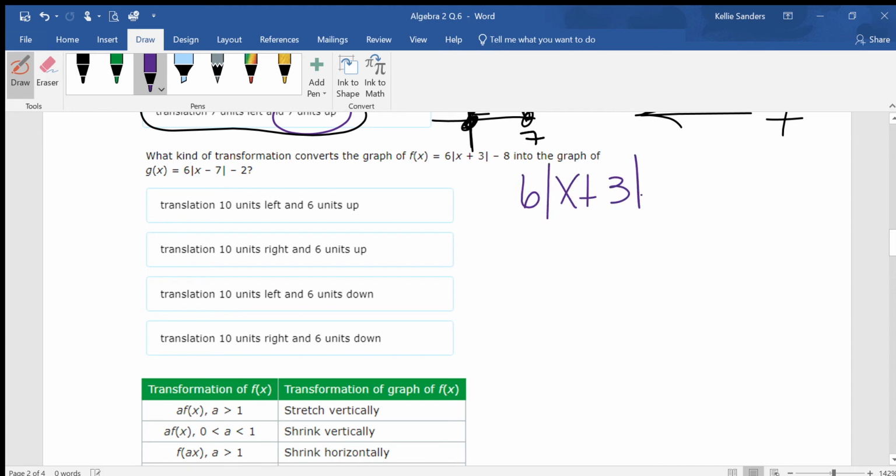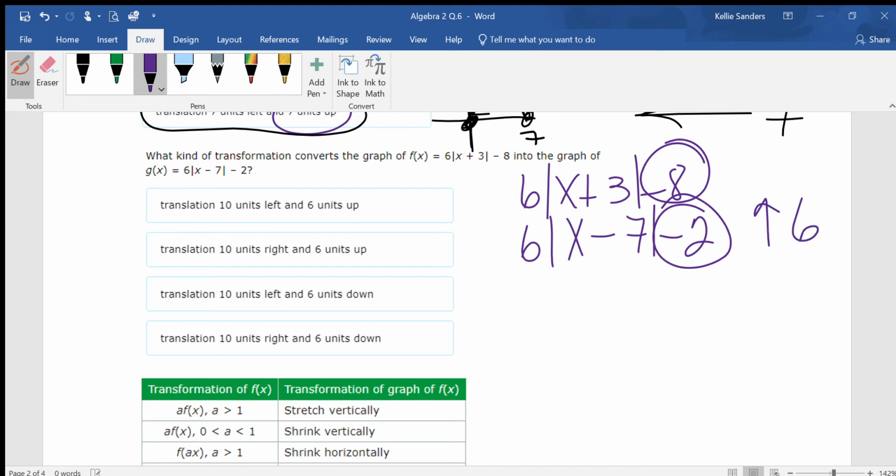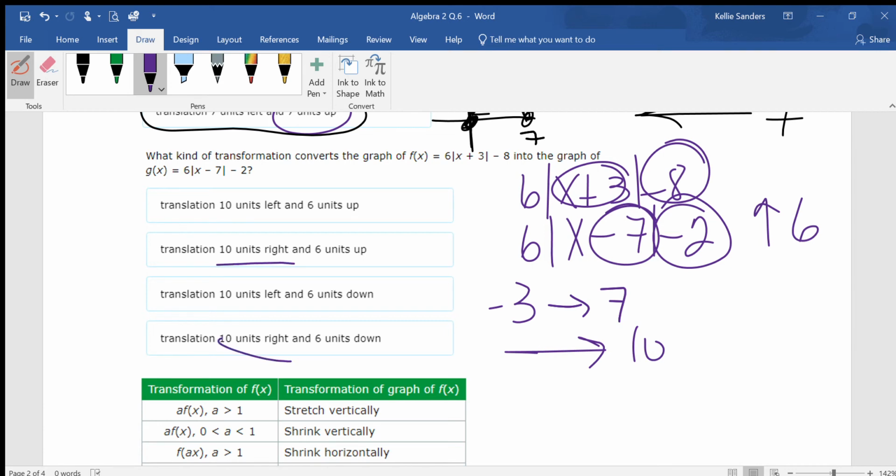6(x plus 3) minus 8. 6(x minus 7) minus 2. From a negative 8 to a negative 2 means we went up 6. This is really negative 3, and we went to a positive 7. So we increased 10, or 10 to the right. So 10 to the right, up 6. So what's that one?